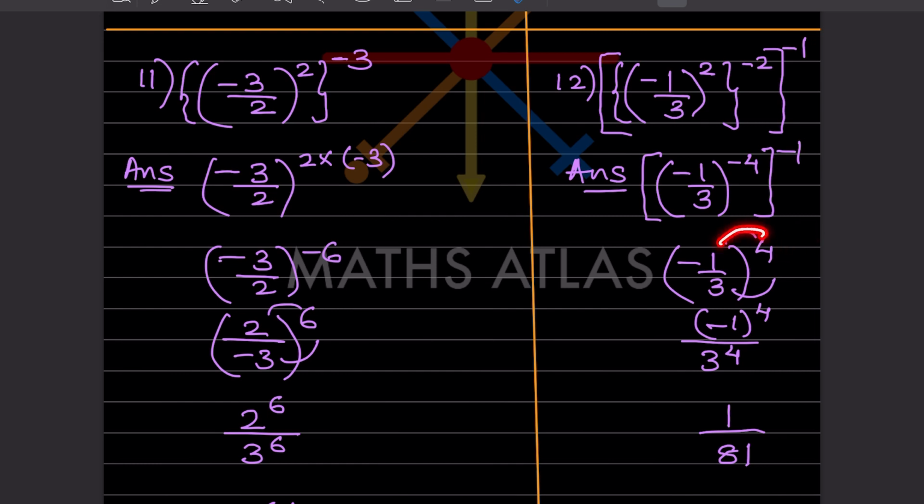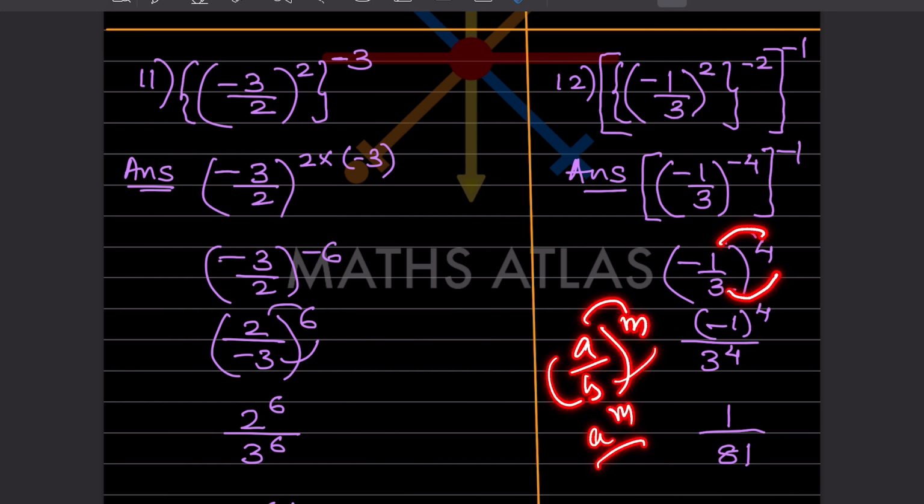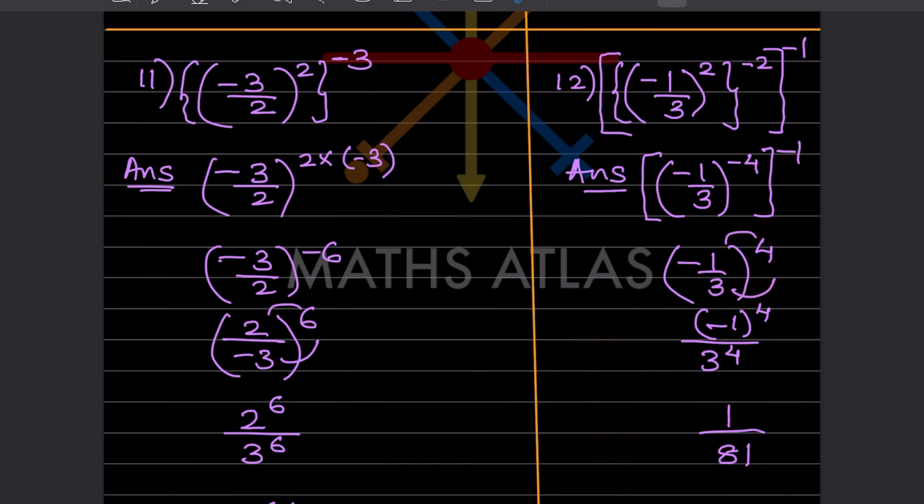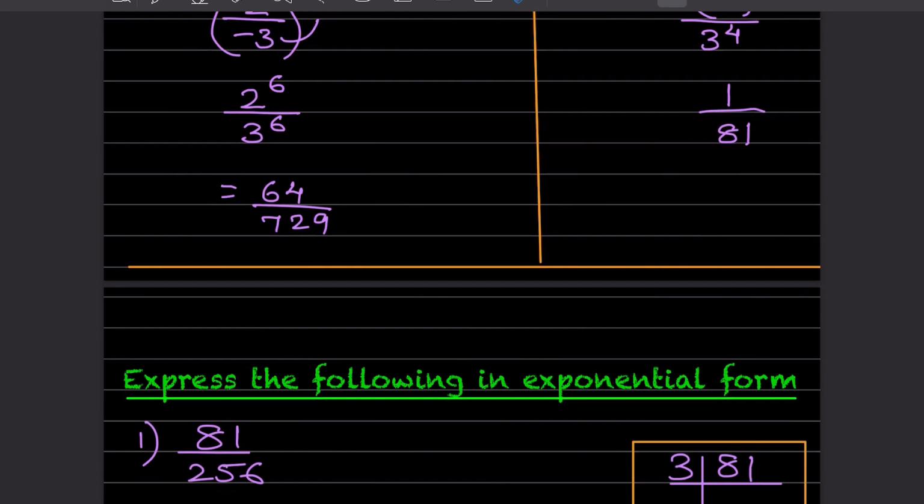Now when you do this one, this into this, that is a by b raised to m, that will be a raised to m divided by b raised to m. The same thing over here. So now you can see this is an even number, so that becomes positive. So that will be just 1 because that will be a positive 1. Again, for this one, now see here, when you multiply this 3 four times, you will get 81.